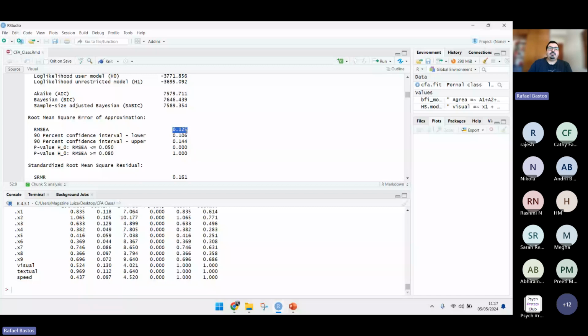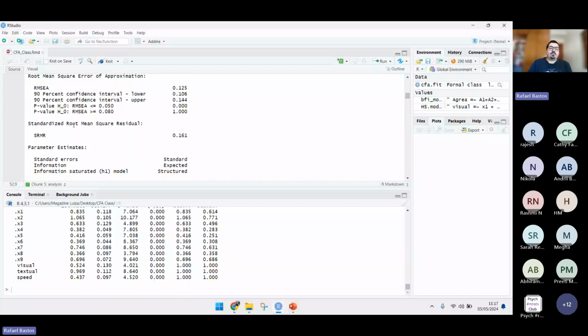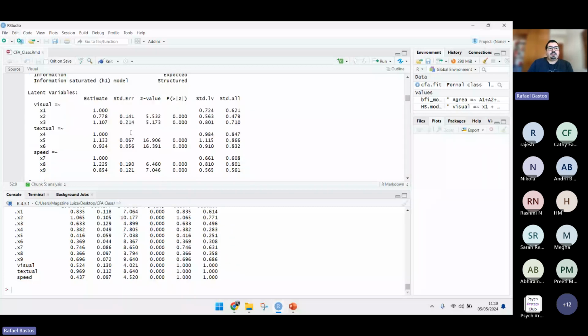We also have the lower confidence interval and the upper confidence interval of the RMSEA. And we also have the standardized root mean square residual, which we interpret in the same way as the RMSEA, okay? And below, we also have the factor loadings here. So we see that the first item is fixed to 1 to be used as a parameter to interpret the other items. Okay, so for each factor, we fix an item to 1.